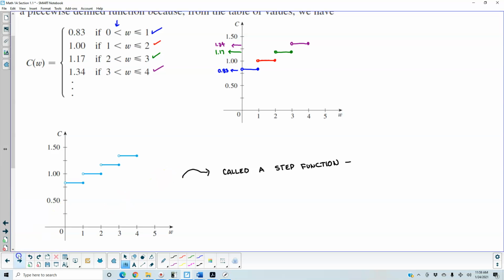And what does it mean for it to be a step function? That means that it jumps from one value to the next. And you can see here, that's why they call it a step function, because it looks like a step and it jumps from one value to the next.